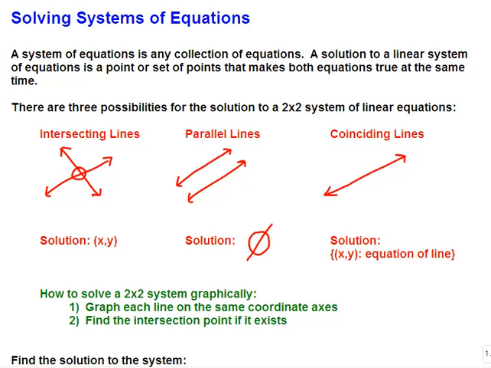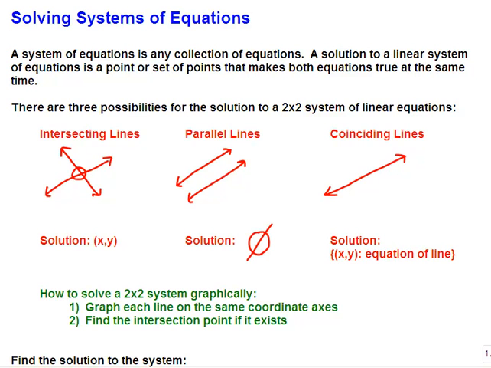Welcome to the lecture on solving systems of equations. A system of equations is basically any collection of equations. Typically we will be solving 2 by 2 systems or 3 by 3 systems. A 2 by 2 system is 2 equations in 2 variables, and a 3 by 3 system is 3 equations with 3 variables. When we solve a system of equations, what we're looking for is a point or set of points that makes all the equations true at the same time.